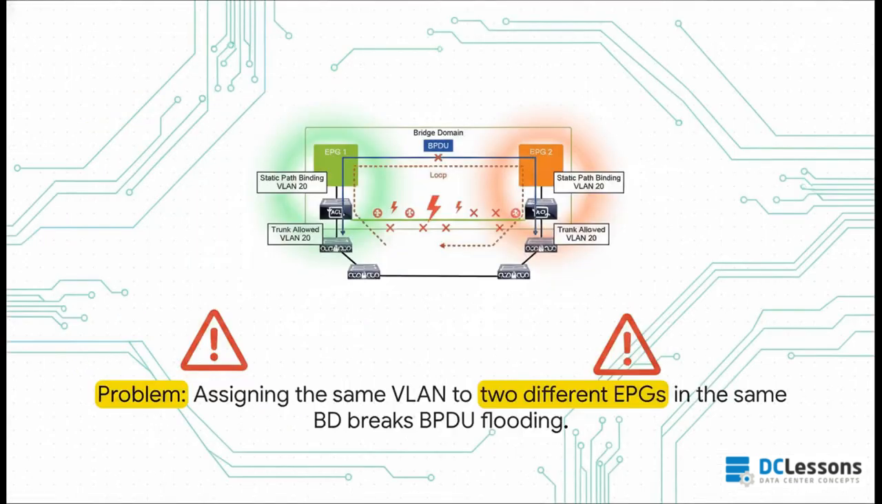This diagram shows a classic gotcha that can take your whole network down. In this example, somebody assigned the same VLAN, VLAN 20, to two different EPGs. Because they're in different EPGs, ACI gives VLAN 20 a different internal VXLAN ID for each one. And what's the result? A BPDU that comes in on VLAN 20 to EPG 1 can't cross the fabric to get to EPG 2. The two external switches are now completely blind to the physical loop between them. A broadcast storm isn't just possible, it's guaranteed.